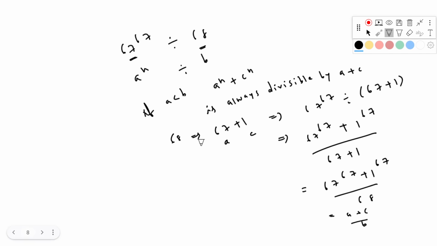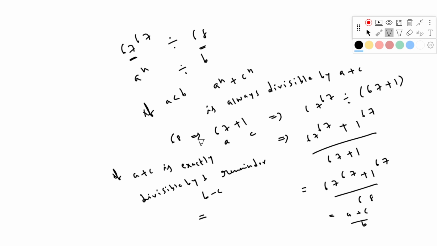So here remember one rule, if a plus c is exactly divisible by b, then your remainder is b minus c. Okay, here b is nothing but 68, c is nothing but your 1, so the remainder is 67. Okay, so this is about this test.